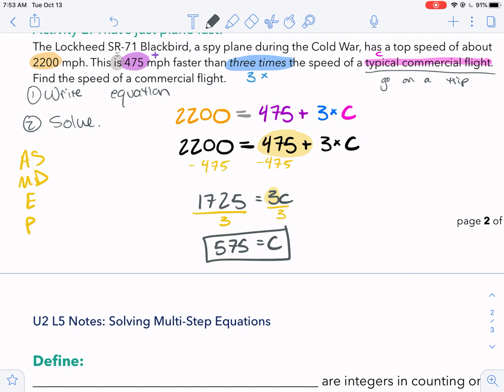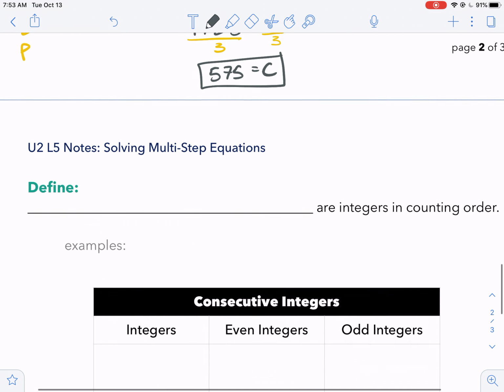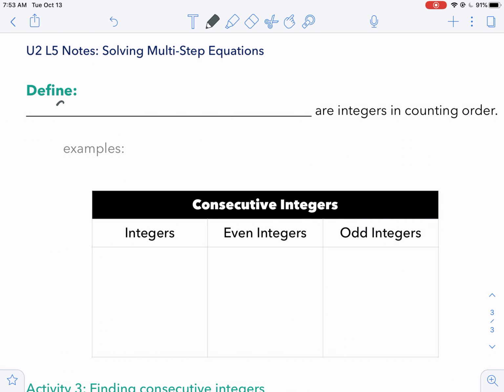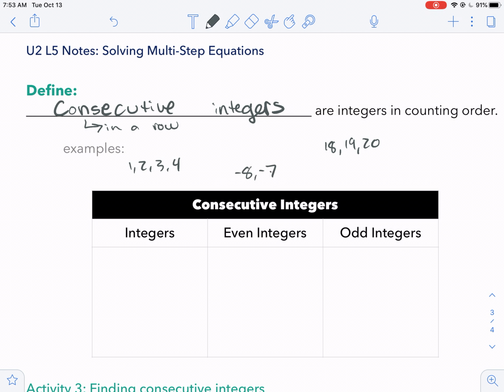Cool, huh? Now to help you with our last kind of problem, I'm first going to define something for you. A consecutive integer, whenever you have consecutive, that means in a row. So consecutive integers are integers in counting order. So you have like 1, 2, 3, 4, 5, 6, right? Those are consecutive integers. You can have like 18, 19, 20. Those are consecutive integers. You can have like -8, -7, -6, things like that.